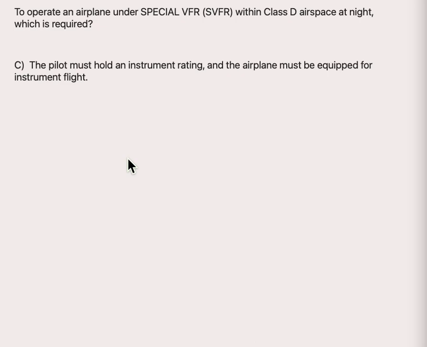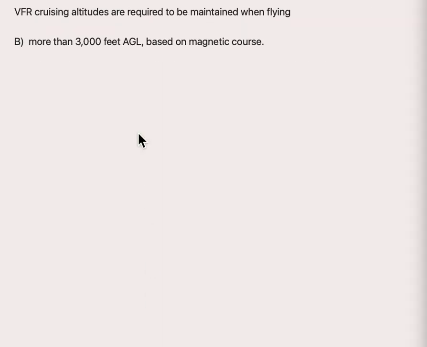To operate under special VFR within Class Delta at night, what is required? The pilot must hold an instrument rating, and the airplane must be equipped for instrument flight. So if you want to fly special VFR at night within a Class Delta, the pilot must have an instrument rating, and the airplane must be equipped for instrument flying.